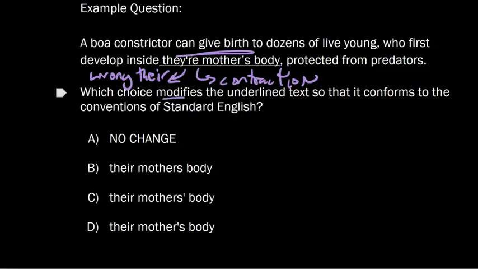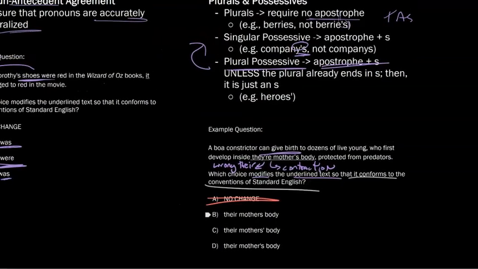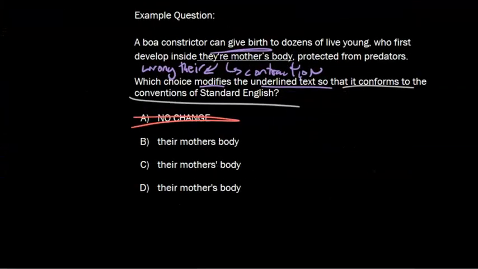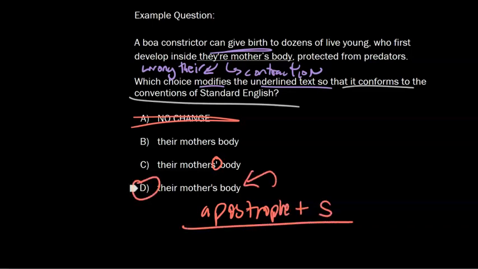But which choice modifies the underlined text so that it conforms to the conventions of standard English? Our typical question. No change, no, because we know this there cannot be correct, so we can just eliminate that right off the bat. Their mother's body. Well, whose body is it? The mother has possession, all right? The mother has a singular possessive, so the mother should have apostrophe S. Okay, it should not go after. That doesn't make any sense. It should be apostrophe plus S, which we see here. So the answer is D, and that is the end of SAT English.